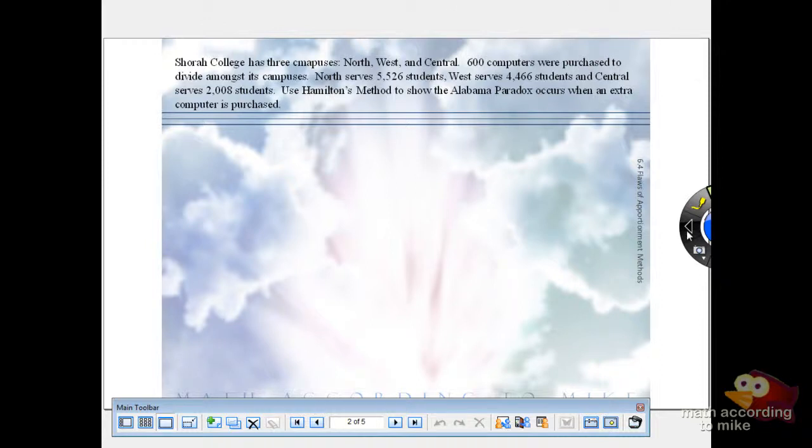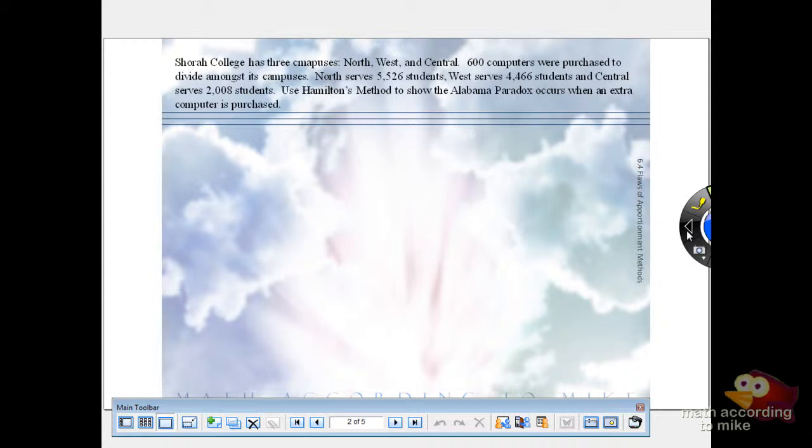Shora College has 3 campuses: north, west, and central. So we're not ordering a lot of extra computers. We just have one measly computer. And one of the campuses is not going to be happy just by adding one measly computer.